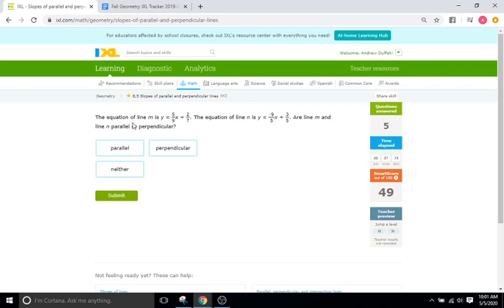Here's another one. The equation of line M is y equals 5 over 9x, and I'll stop there. The next equation of a line is negative 9 over 5x, and I'll stop there. Are they parallel or perpendicular or neither? Well, we have 5 over 9, and when you flip it and change the sign, it does indeed become negative 9 over 5, so they are opposite reciprocals, meaning the lines are perpendicular.